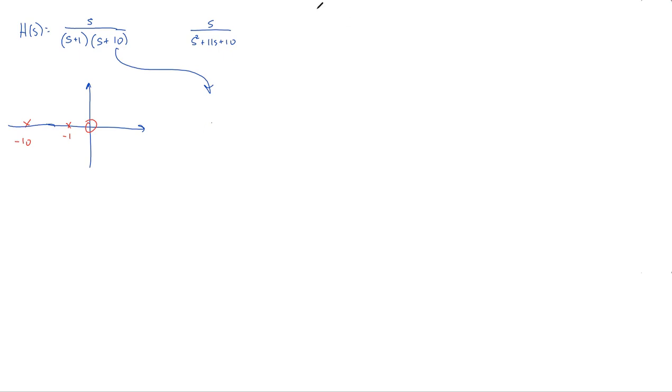We want to find its impulse response, and we know in order to do that, we firstly have to do a partial fraction decomposition of this. And we could do that. We just cover up the s plus 1 component, put in -1 wherever we see s. We'd have -1 over 9. And over here, we cover up this part, we'd have -10 over -9. So our h of t would be exactly equal to -1/9 e to the minus t plus 10 over 9 e to the minus 10t.